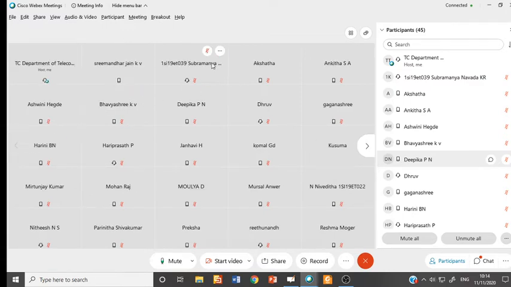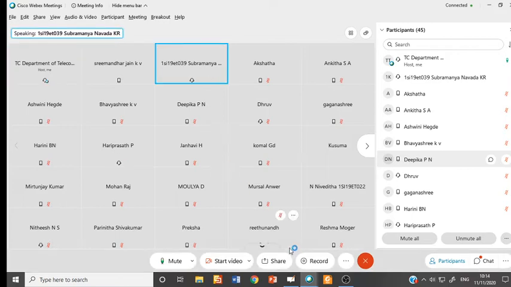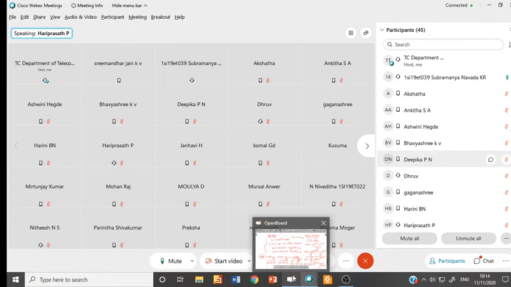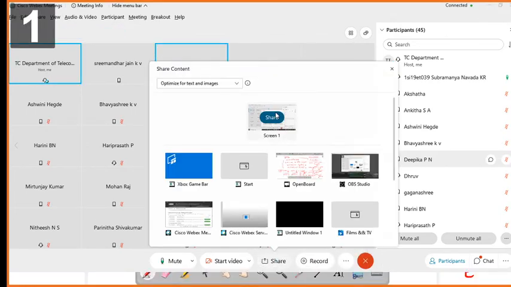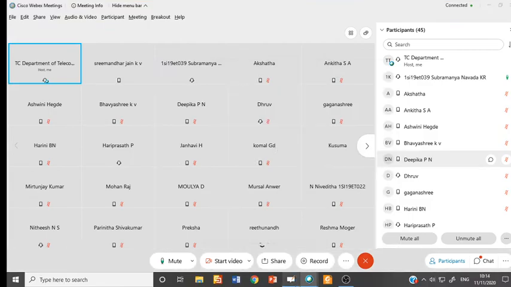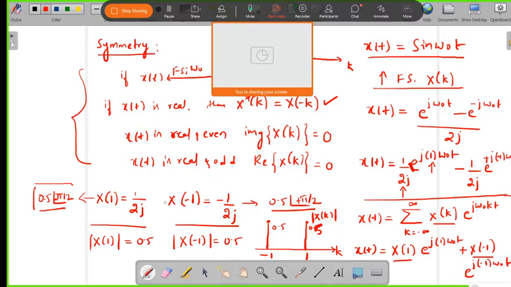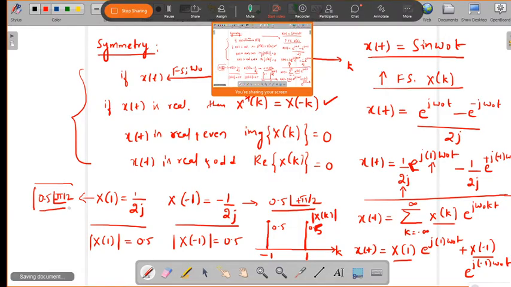Are the polar values correct, the angles? So it's 0.5 at an angle of pi by 2, right? Minus. So 0.5 at an angle of pi by 2, right? So that is what you need to check, whether it is giving the same value. So 1 over 2j will give 0.5 at an angle minus pi by 2?